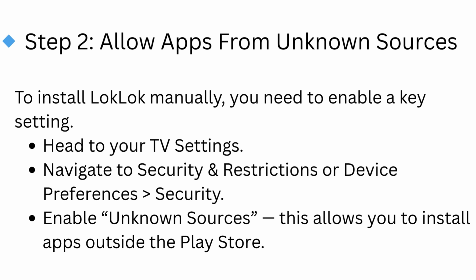Step 2. Allow apps from unknown sources. To install Loklok manually, you need to enable a key setting. Head to your TV settings. Navigate to Security and Restrictions or Device Preferences > Security. Enable unknown sources. This allows you to install apps outside the Play Store.